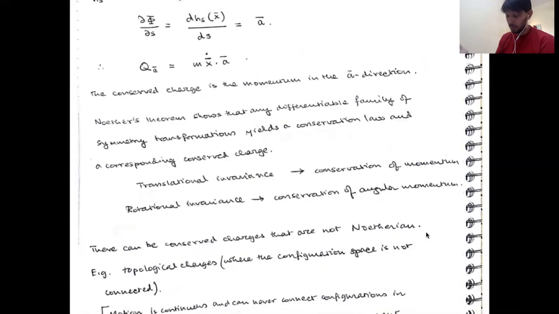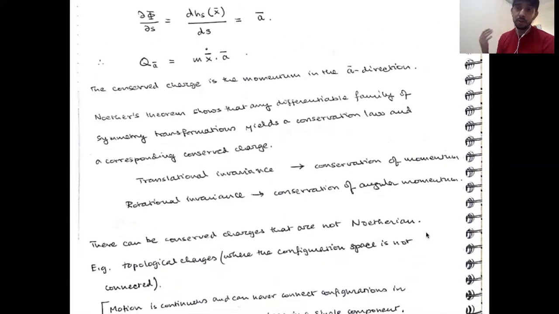Translational invariance, as we saw in the example, leads to conservation of momentum. This is something that you guys know very well. Rotational invariance, on the other hand, again something that you guys know, leads to the conservation of angular momentum. Okay.